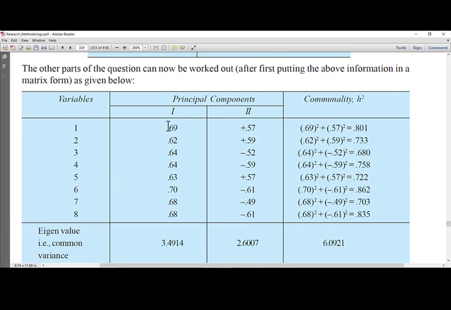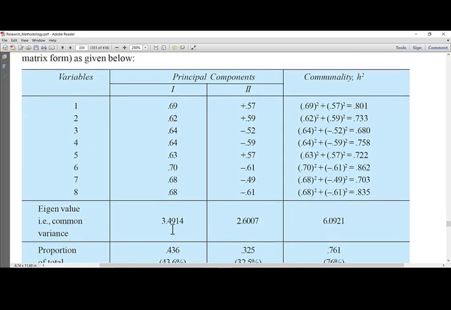And this 0.69 square plus 0.62 square plus 0.64 square plus etc. plus 0.68 square. That means squaring these values and summing up, we get this eigenvalue, that is the common variance for the principal component 1, and for the principal component 2, this value is obtained by squaring all these values and then summing up. And this total is equal to 6.0921.